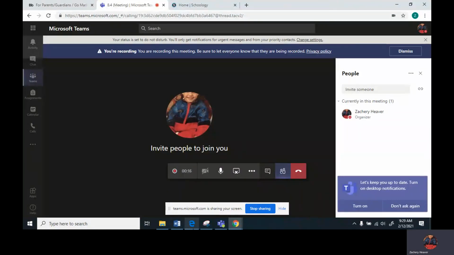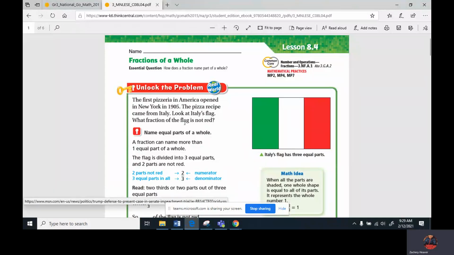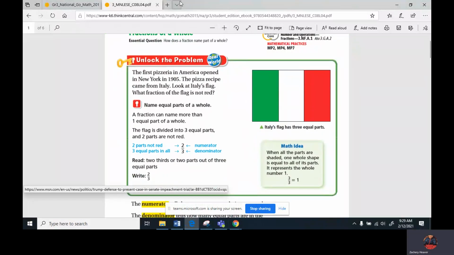All right, so we're going to be looking at 8.4 today. 8.1, 2, and 3 has been relatively easy. We've talked about halves, thirds, fourths, sixths, eighths, and we know they're all part of an entire whole, okay? So we're talking about still fractions of a whole. We know we have the numerator, which is the top number. We know we have the denominator, which is the bottom number.